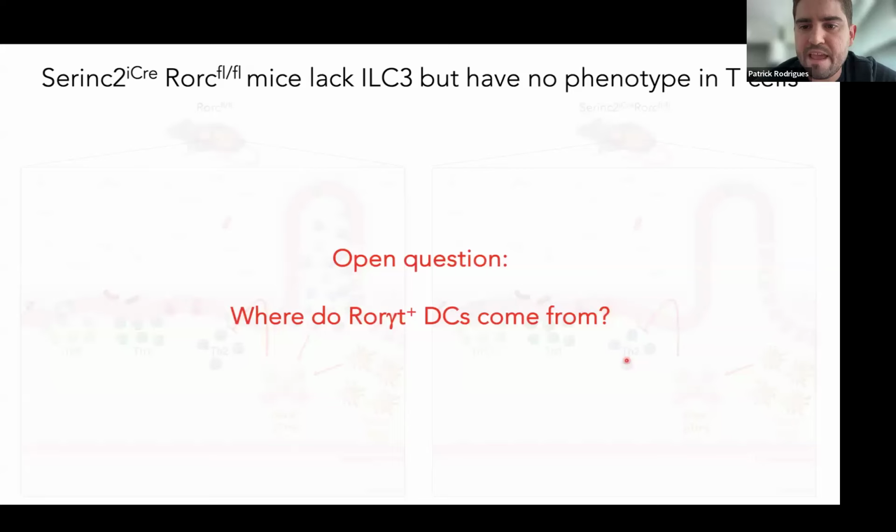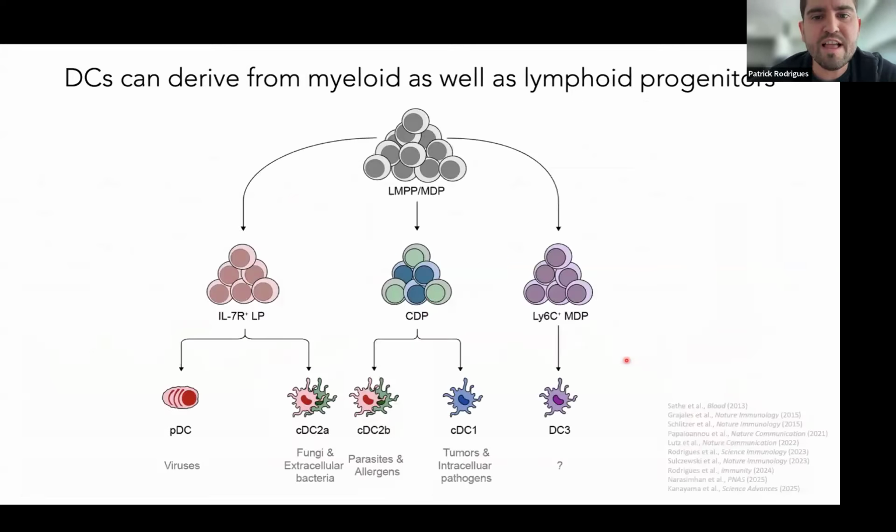Another open question which remains is: where exactly do RORγt DCs come from? As Javier was saying at the beginning, I'm very interested in the development of dendritic cells, so I tried to tackle this question in our paper as well. I just want to give you a brief introduction and tell you that DCs are very heterogeneous and have different sources of development.